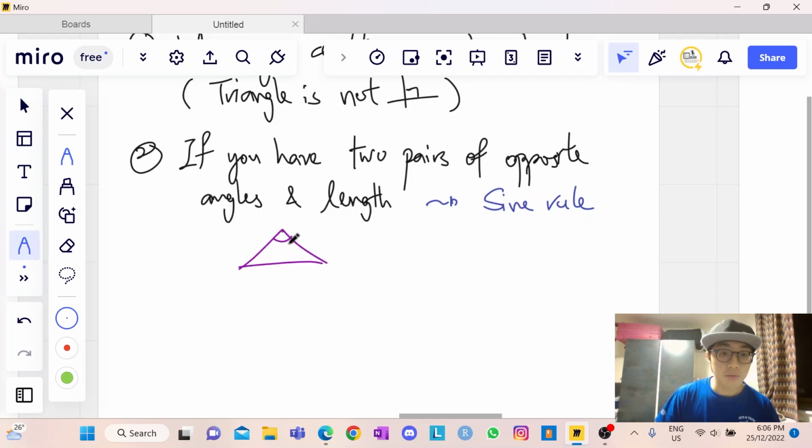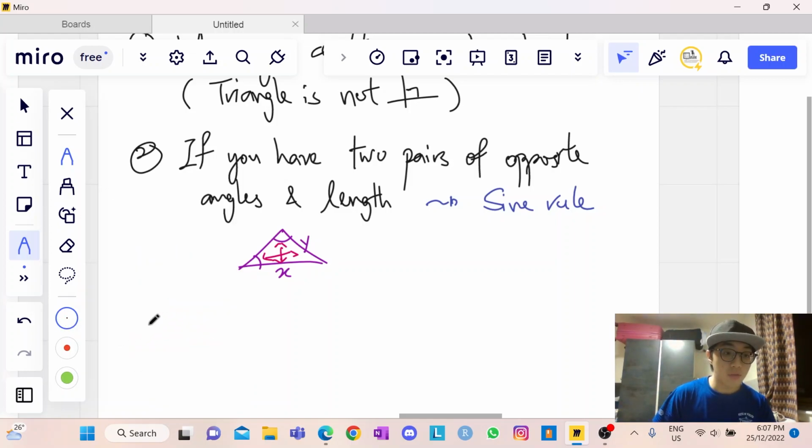All right, when you have this and this and this and this, you have two pairs. This is the first pair and this is the second pair. So if you have two pairs, then you can use the sine rule, given that you must have at least three pieces of information given.